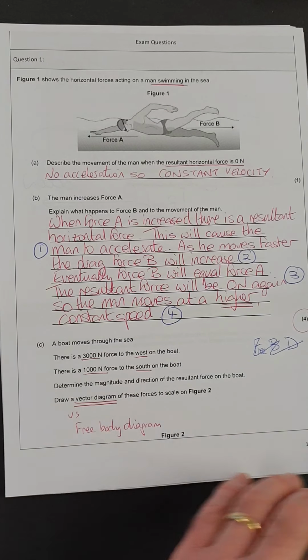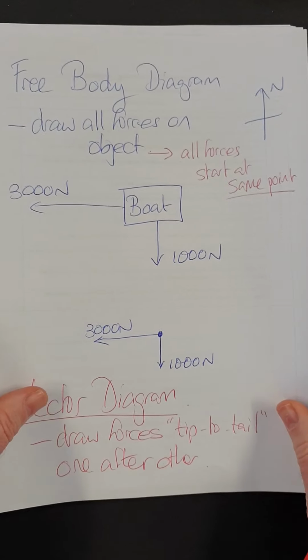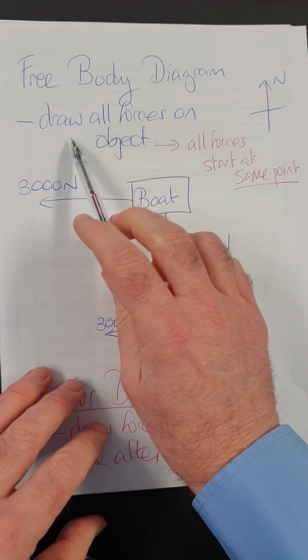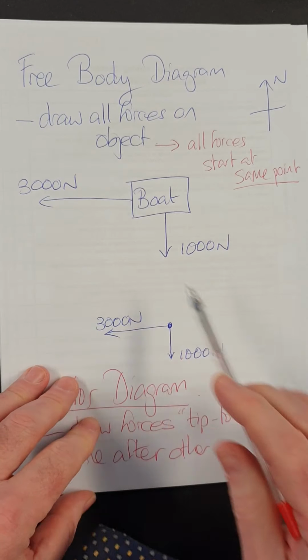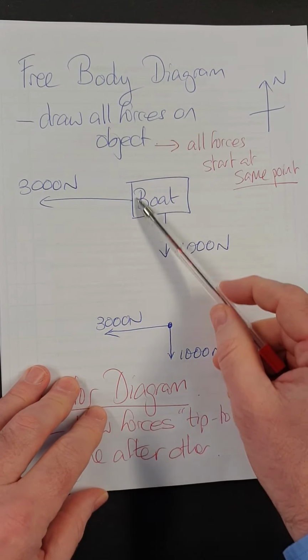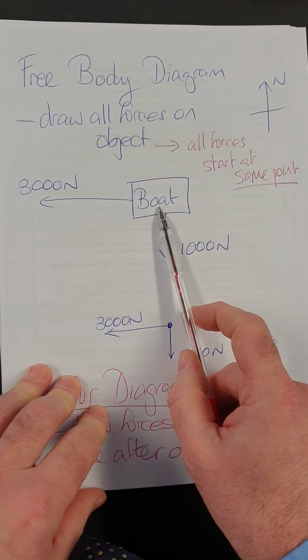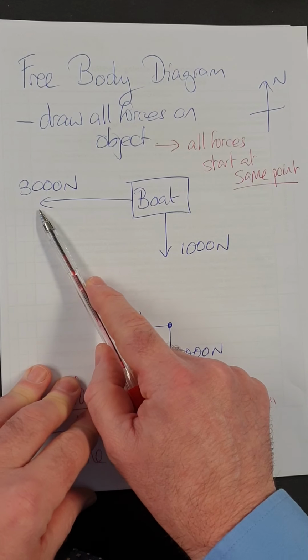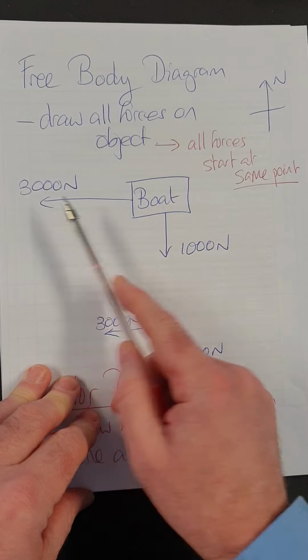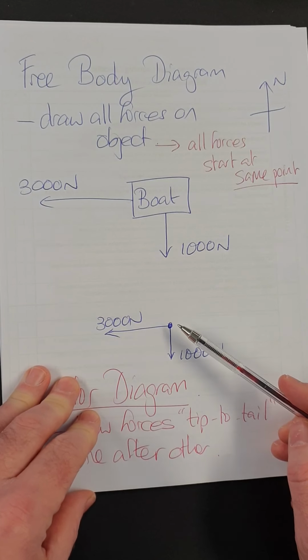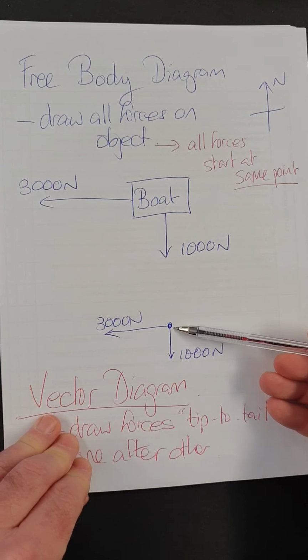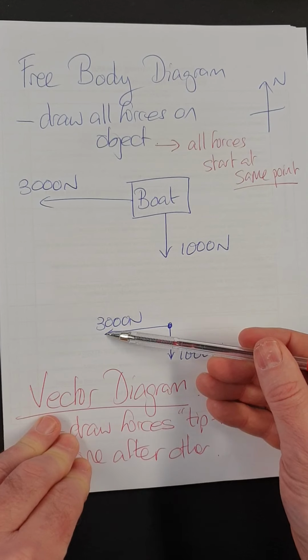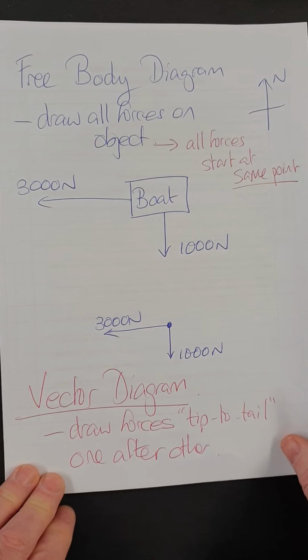Okay. So a free body diagram looks like this. A free body diagram is where we draw all the forces on an object. So here, for example, I might show the boat just as a box with boat written in it. I've got a 3,000 Newton force to the west and a 1,000 Newton force south. I could even just show it as a dot. 3,000 Newtons west, 1,000 Newtons south.